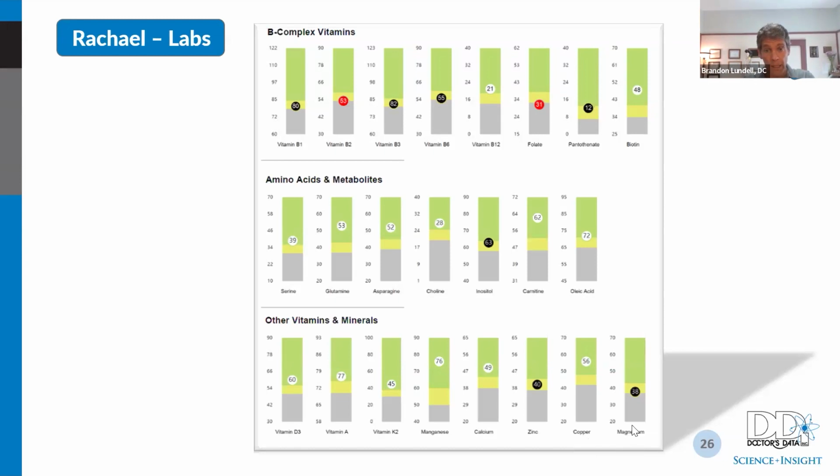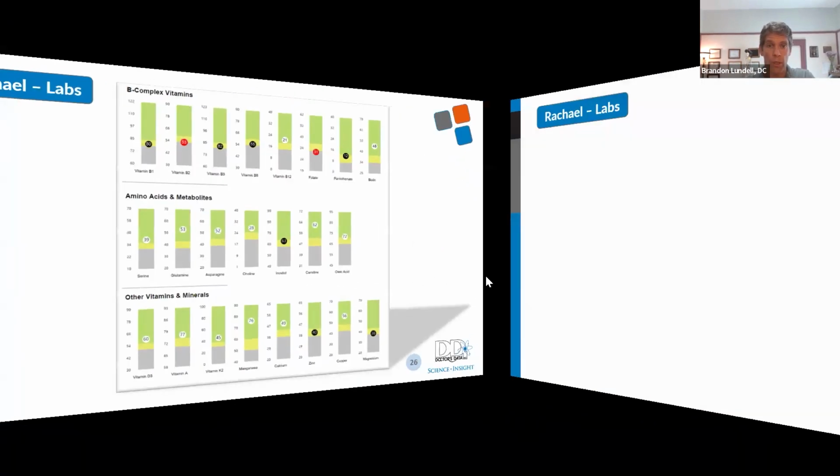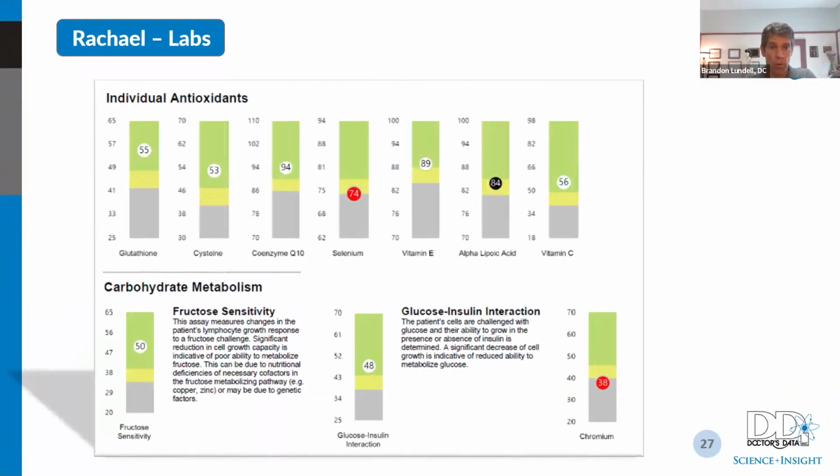Magnesium also showed up here, showing that those plasma levels don't necessarily reflect optimal functional levels. They're good to look at both. So that's why I like to look at both.